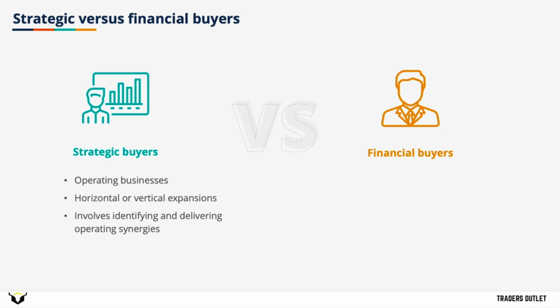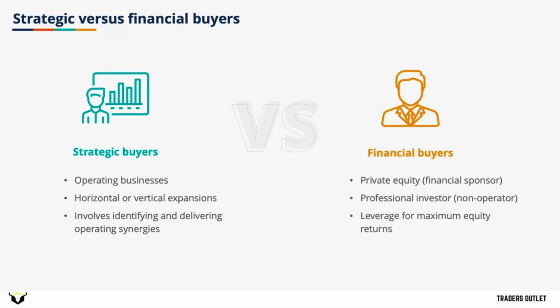Then on the financial buyer side of things, we're talking about private equity firms or financial sponsors. They are professional investors and non-operators. They will be looking to use leverage, which is to borrow money to get maximum equity returns and maximum IRRs.